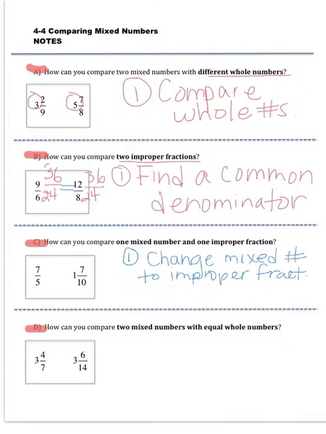So when I go over to my 1 and 7/10, I'm going to change that to its improper fraction, 10 times 1 plus 7, and that makes 17/10. But we're still not done because we can't compare 7/5 with 17/10. So step number 2 is after we get that mixed number into an improper fraction, now it's time to find a common denominator. So find common denominator.